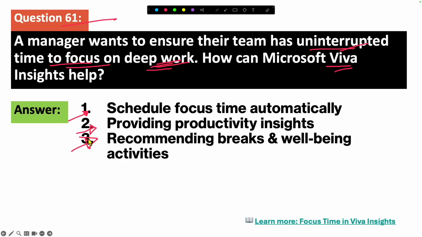The other point is recommending breaks and well-being activities. You can put in a mindfulness break, or other time away from work, like a 15 minute walk, so that you actually get time away from the computer and have good mental well-being as well. So use these points when you try to articulate how a manager can help a team with uninterrupted time for focus and deep work.